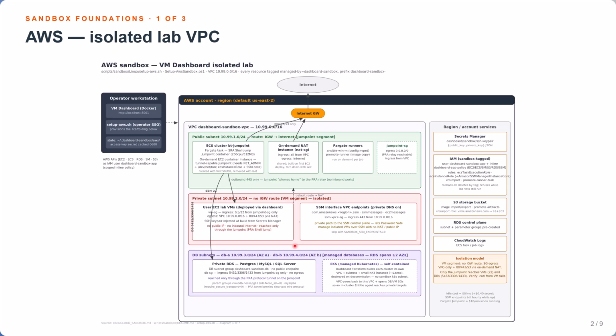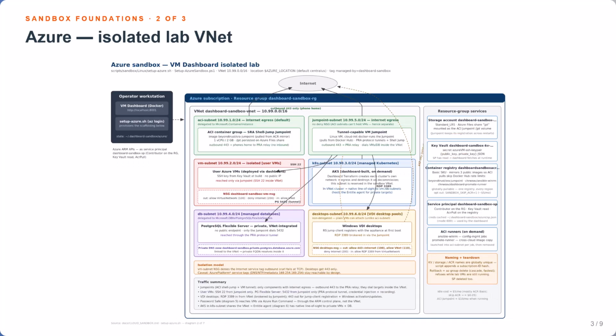Just below that, we do have a private subnet, and this is where we have EC2 VMs. And down below it here, we have the database subnet. So this is where we have the 3 different RDS database types supported by the dashboard. And over to the right here, we also put in the Kubernetes cluster that we can build. So the whole point of this, it's isolated. Everything is tagged that we create with the dashboard. And there's no ingress into that network.